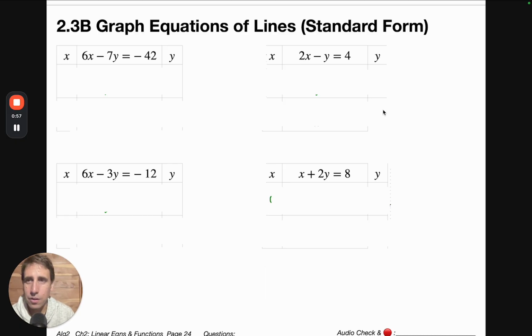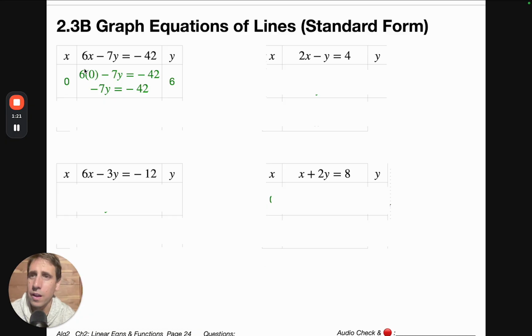Anytime I'm going to graph, we go equation, table, line. It is one of the best ways to do it. But this table is a little different. It's not going to be like a 0-1-2 table or a 0-3-6 table. I'm first going to put in 0 for x. You get 6 times 0, which drops away, and it's just negative 7y equals negative 42. Divide both sides by negative 7, you get your answer of 6.